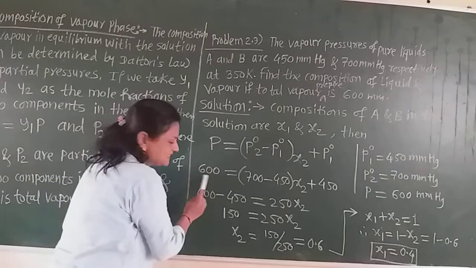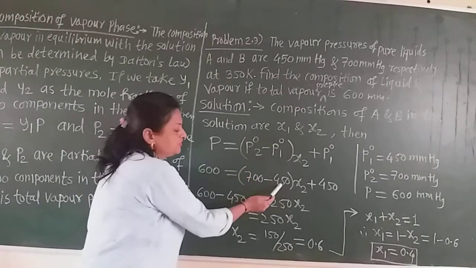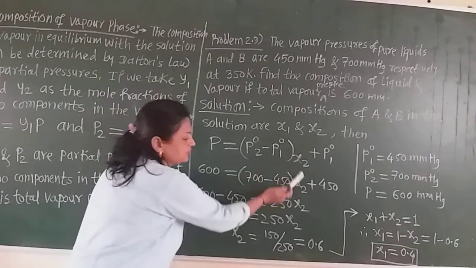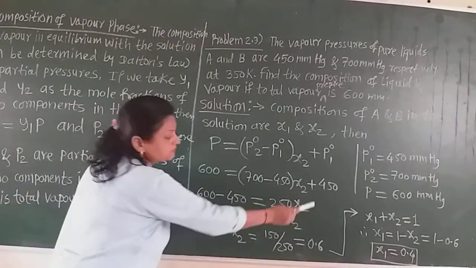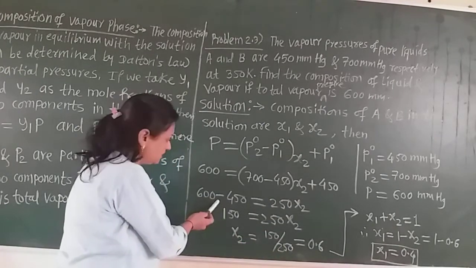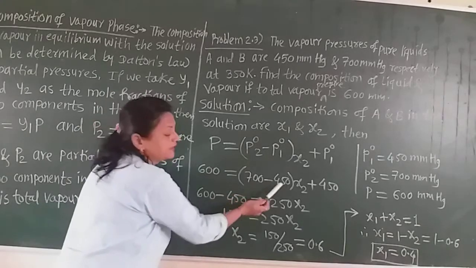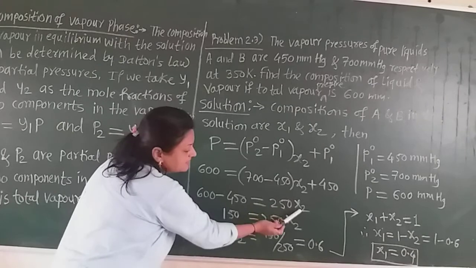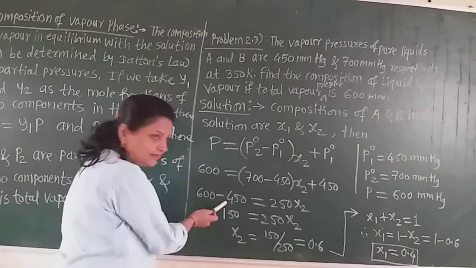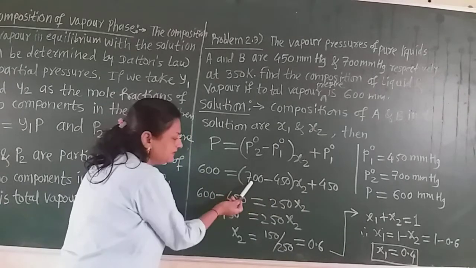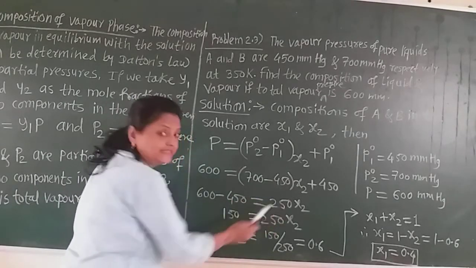The total pressure is 600, P2⁰ is 700 mm and P1⁰ is 450, and x2 stays as it is, and this P1⁰ again is 450 mm of Hg. Now this plus becomes minus here. So 600 minus 450 is equal to 700 minus 450, that is 250, times x2. Do you understand that? Up to this point, I only take this 450, it becomes minus, and on subtracting 450 from 700 we obtain 250, and x2 is here as it is.